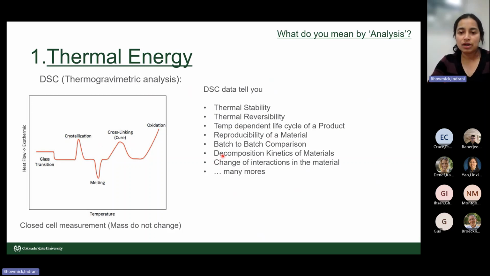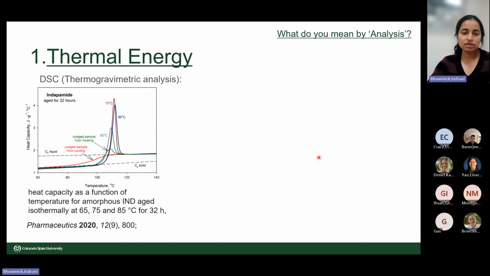And then you have this decomposition kinetics of materials. So I will give you a quick example. This is an example from a pharmaceutical journal where they are aging it for 32 hours, which means that they're keeping the sample at 65, 75, 85 degrees Celsius for 32 hours. And that's where they're seeing that the sample, when it's coming back, has a little crystallization probably. So it's not amorphous anymore in this case.